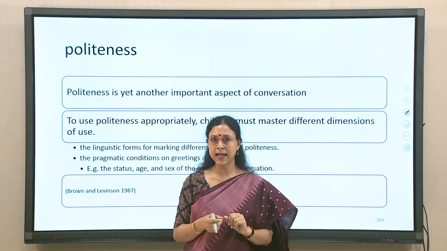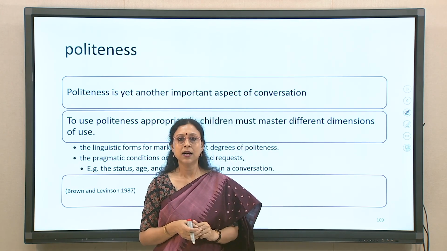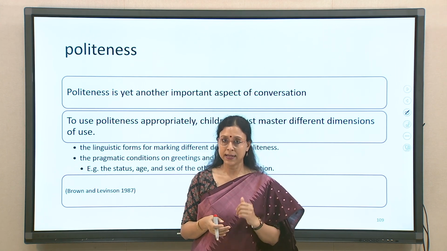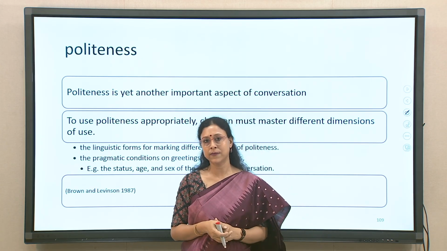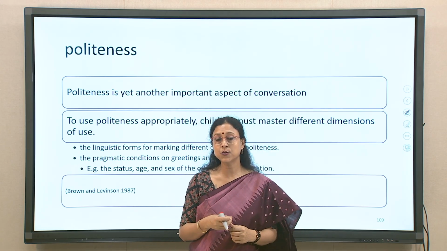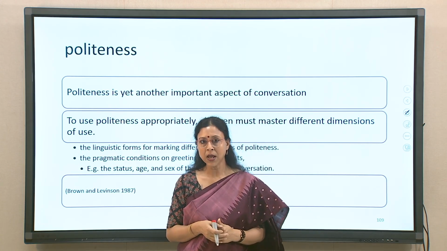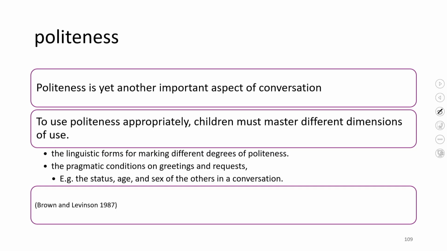Because politeness, as it is perceived in a community, as it is perceived in a culture, is different from one place to another, one language to another. That is one, and secondly, how to signal the politeness, that also differs. So, as a result, this takes us to two important variables within politeness strategy itself. One is the linguistic form for marking the degrees of politeness.